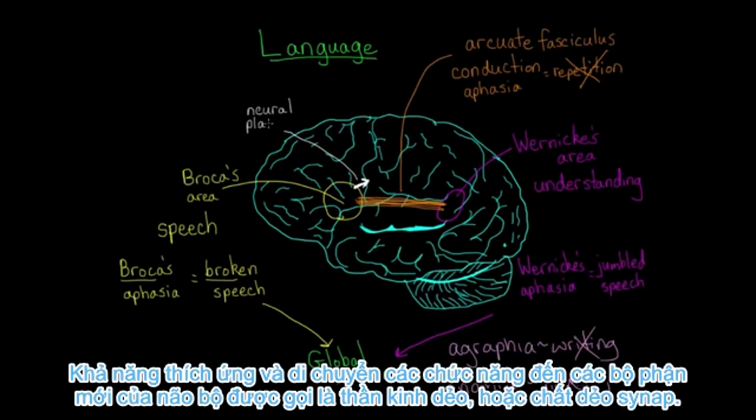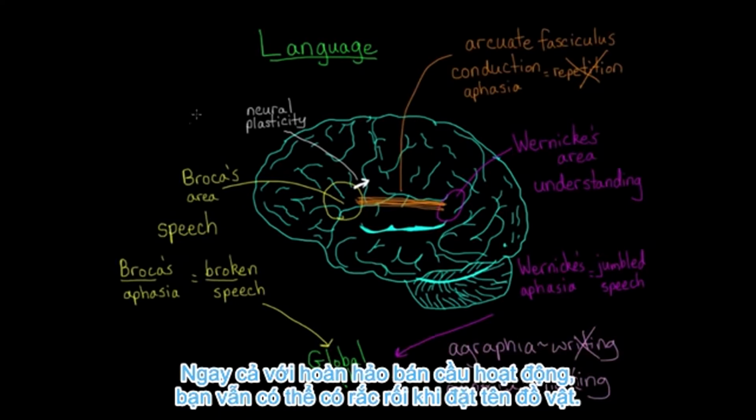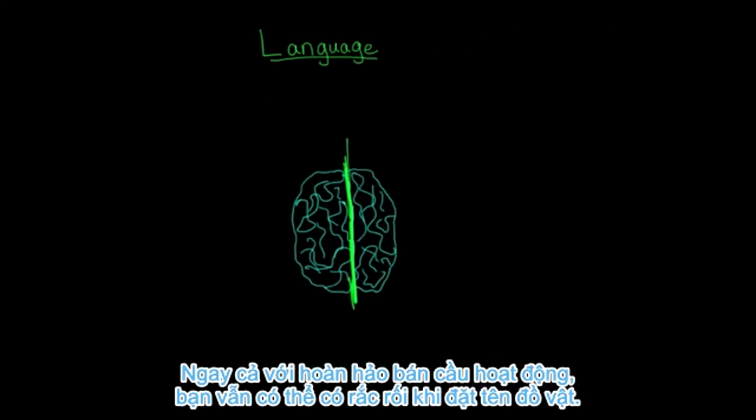And the brain's ability to adapt and move functions to new parts is called neural plasticity or synaptic plasticity. The neurons are plastic or flexible enough to learn new routes and connections, thus allowing undamaged parts of the brain to take over functions that the damaged parts previously performed. Even with perfectly functioning hemispheres, you might still have trouble naming objects.